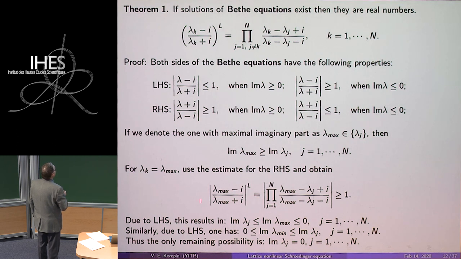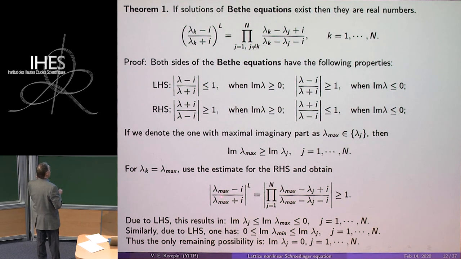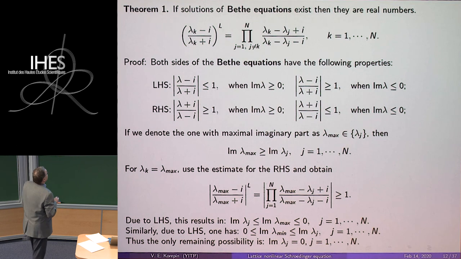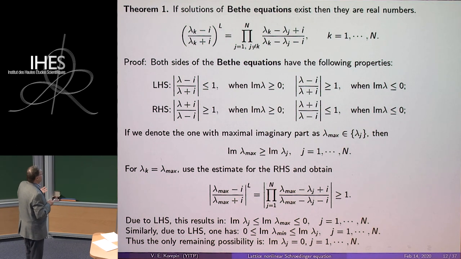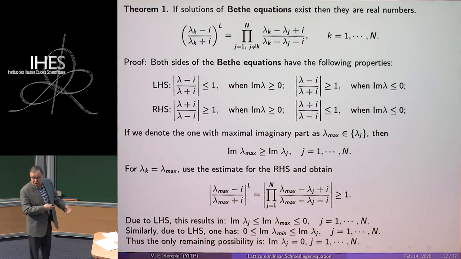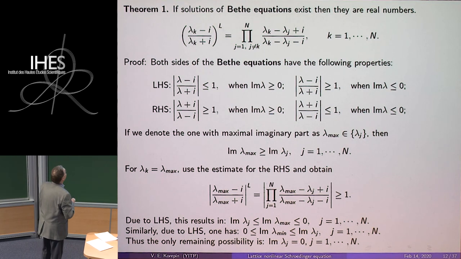So the left-hand side is also larger than one, and this means that the imaginary part is smaller than zero. All of this shows that the lambda of maximal imaginary part has imaginary part smaller than zero. So all other lambdas also have imaginary part smaller than zero. Then I can go through a similar consideration, pick the lambda with the minimal imaginary part, and prove that all the imaginary parts are greater than zero. So this means that they're equal to zero. So they're real, right? Okay, so I proved that.